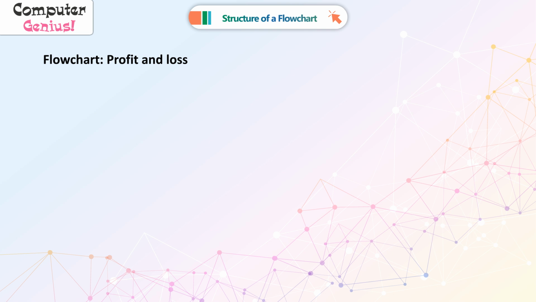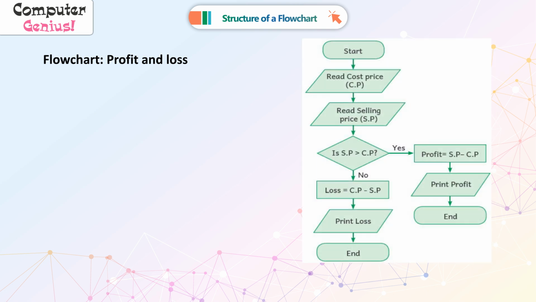Flowchart, profit and loss. Start. Read cost price, CP. Read selling price, SP. Is SP greater than CP? Yes: profit is equal to SP minus CP. Print profit. End. Is SP greater than CP? No: loss is equal to CP minus SP. Print loss. End.